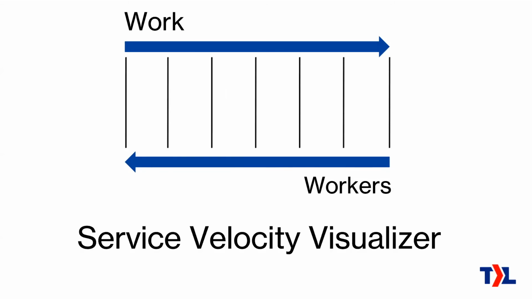This is the service velocity visualizer. The work on the Kanban board moves from the left to the right, and the workers move from the right to the left. And yeah, that's how we do it. It's way better than the free-for-all method because there's sufficient structure to prevent the big work in progress from growing, and to prevent the work from falling through the cracks. It's better than the Tetris method, meaning the calendar dispatch, because it's much more flexible.